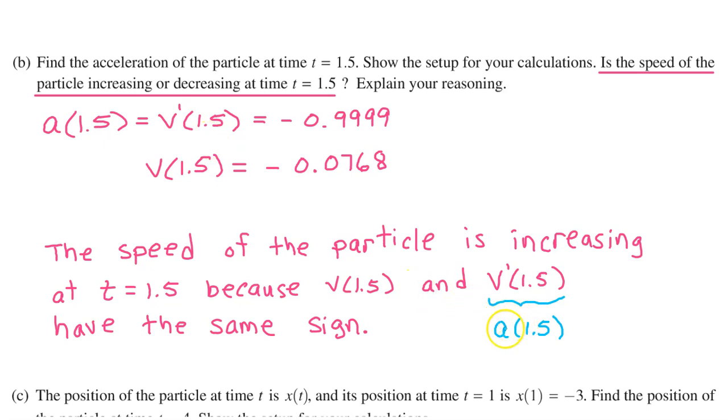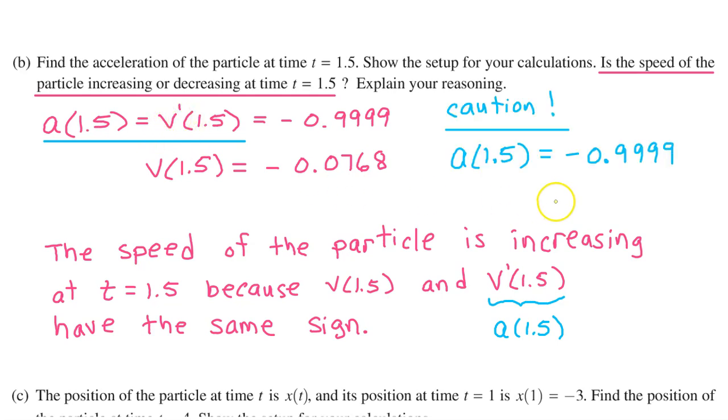Be careful, I'm allowed to use a for acceleration right here, but only if I defined a at the beginning as being equal to v prime. Let me emphasize this one more time because this is a common mistake. If you just say a at 1.5 equals without saying a at 1.5 which equals v prime at 1.5, you will not earn this point.